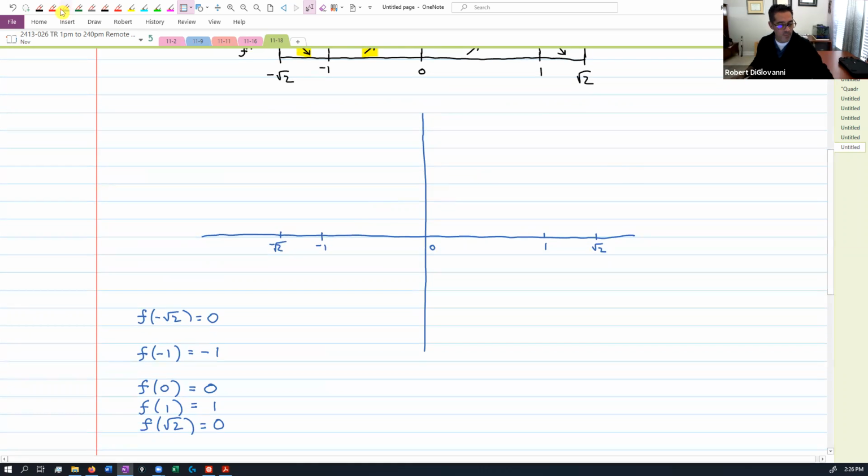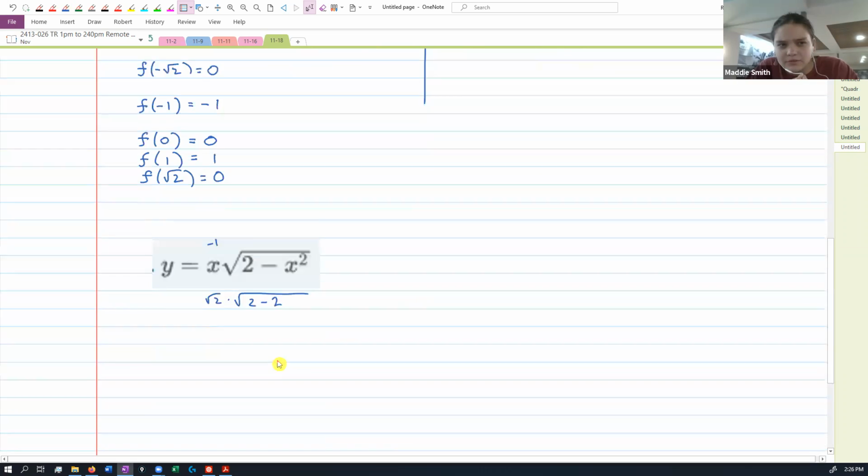I'm going to plot my points. I'm ready for my graph. When I go to -√2, I should be at 0. Wait, how do you get 0 with -√2?